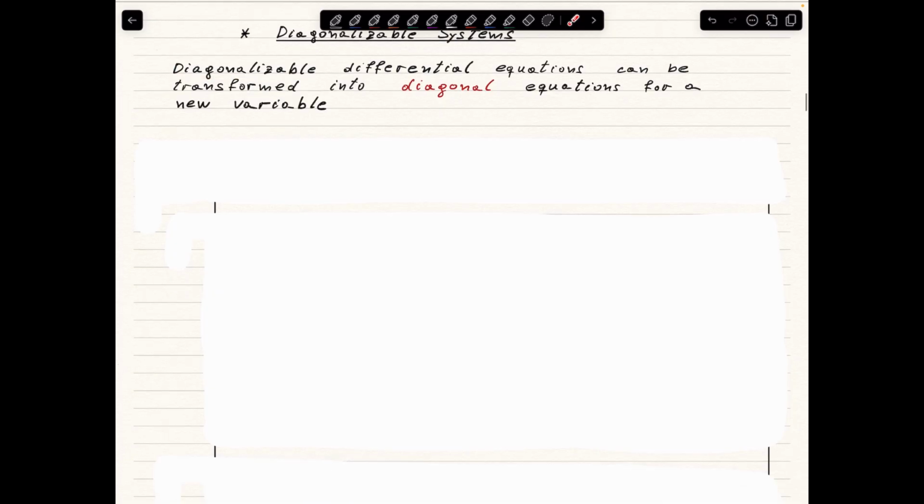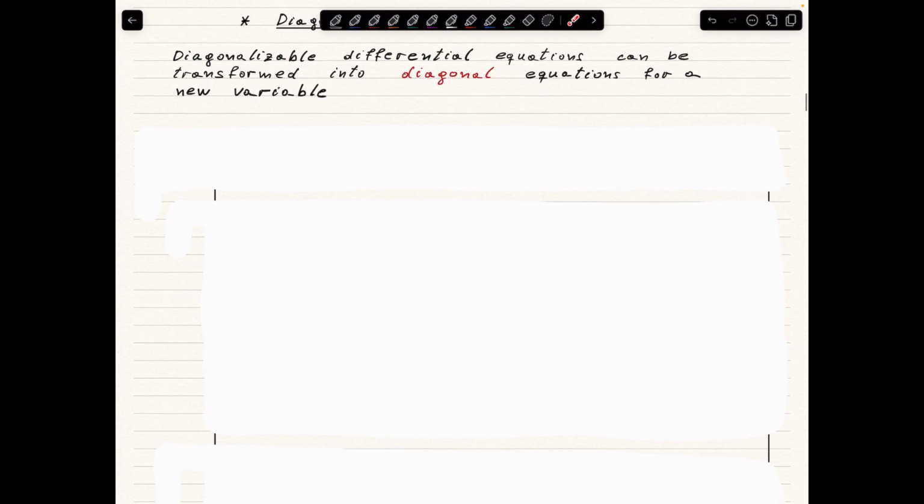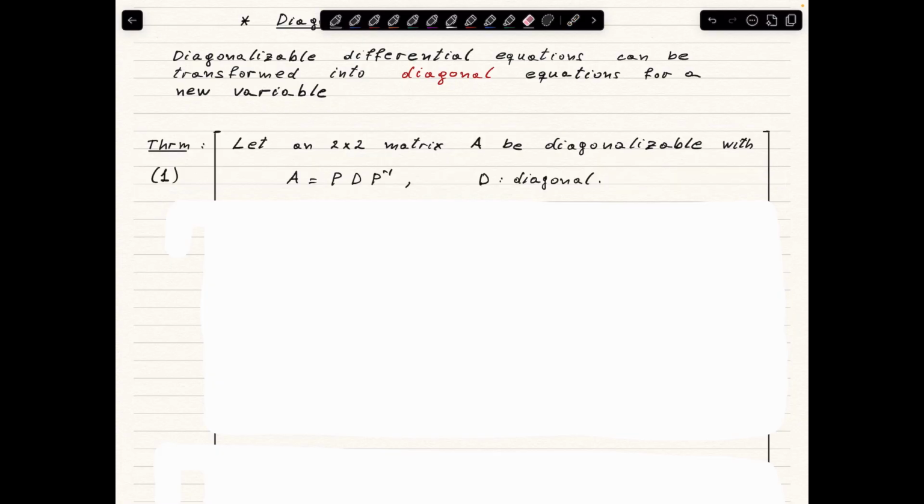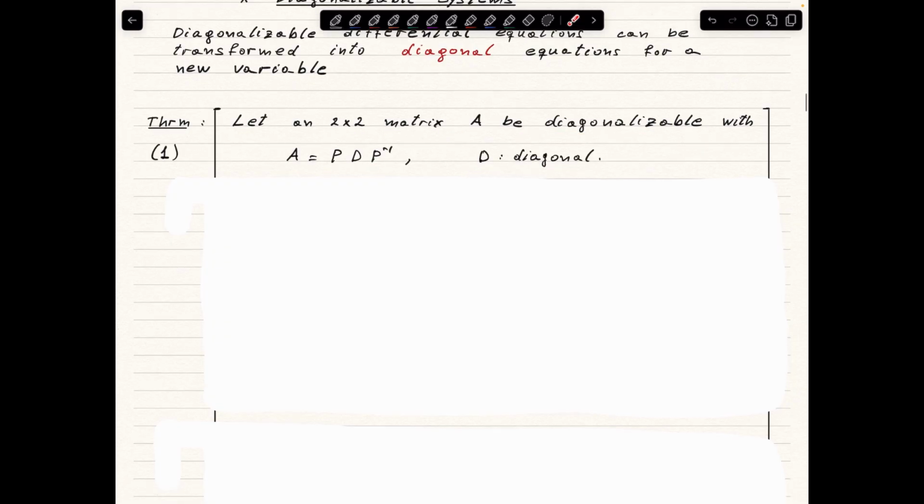Here is the main result that we can write about this. Suppose we have a 2 by 2 matrix, let's call it matrix A, that is diagonalizable. If it's diagonalizable, that means we can write matrix A as a product PDP inverse, where matrix P is invertible and D is diagonal. Suppose we have that. Okay, the first result is the following.